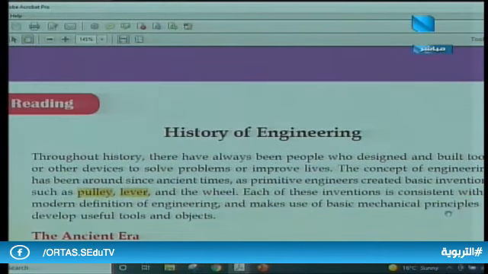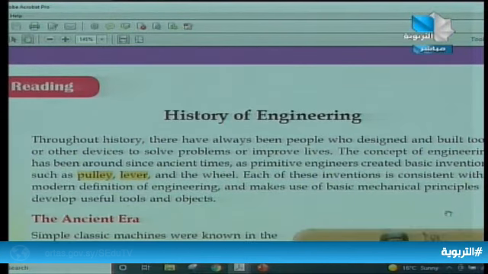Now let's move on to page 40. This is the beginning of the text. Here I'm going to ask Miss Wala some questions about the introduction of this text. What is engineering, Miss Wala? We can read the introduction and give some information about this science. Before we start, let's talk about the aim of engineering. The aim of it is to solve problems and to improve lives.